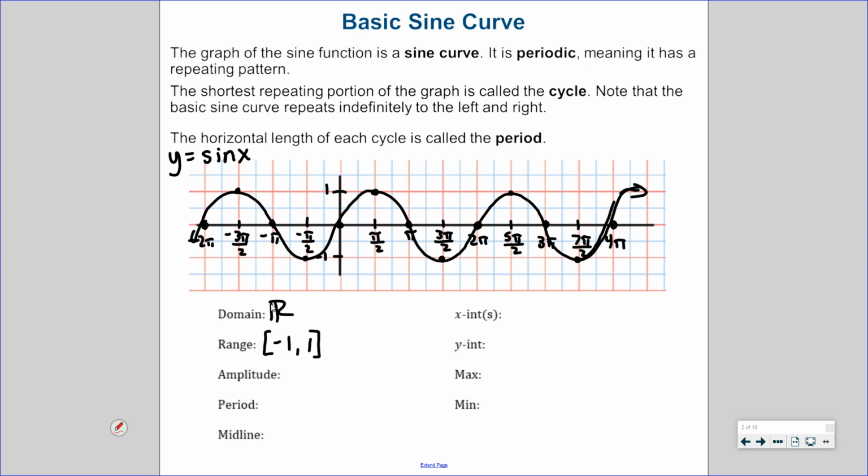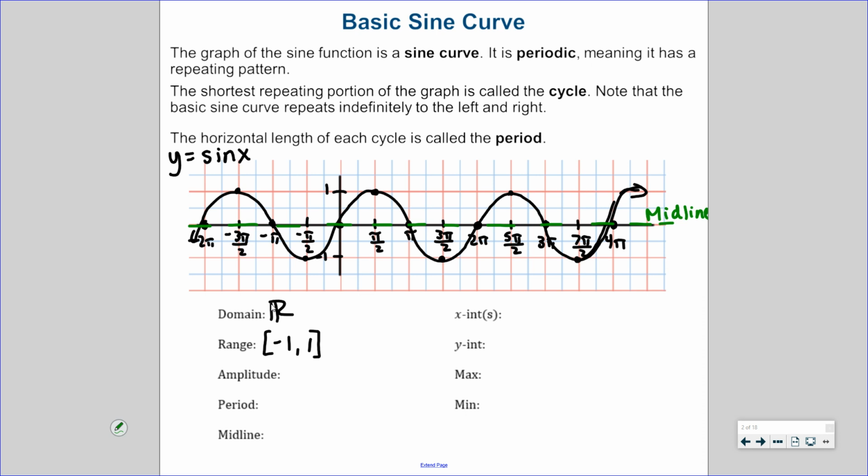The amplitude is basically the distance between the middle of your graph and the highest point. So maybe I should talk about midline first, actually. Let's do that, midline. Right now with the basic sine curve, the midline is the x-axis. And just kind of dash it in. We call this the midline.